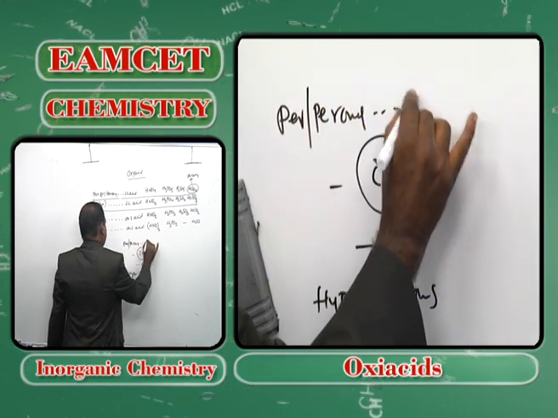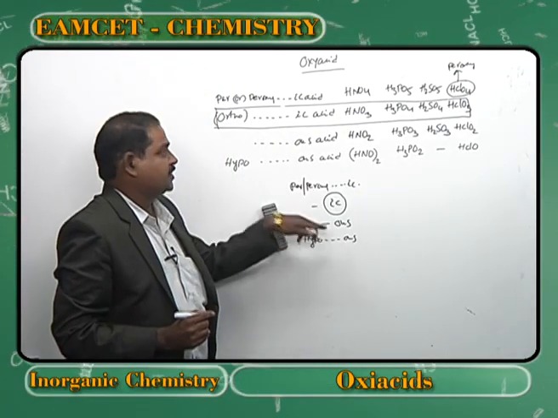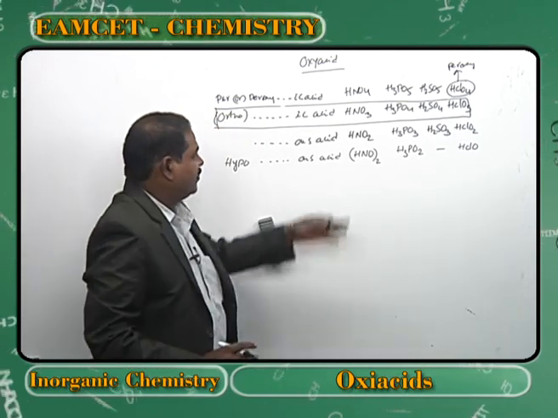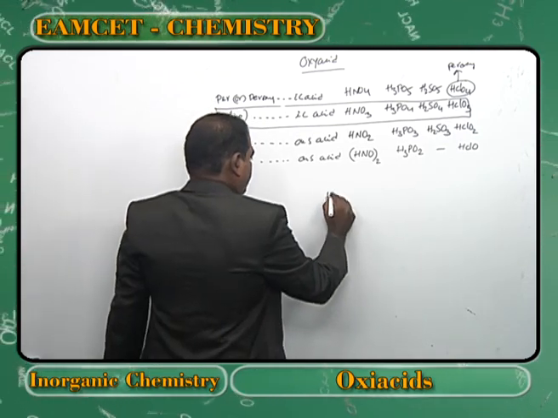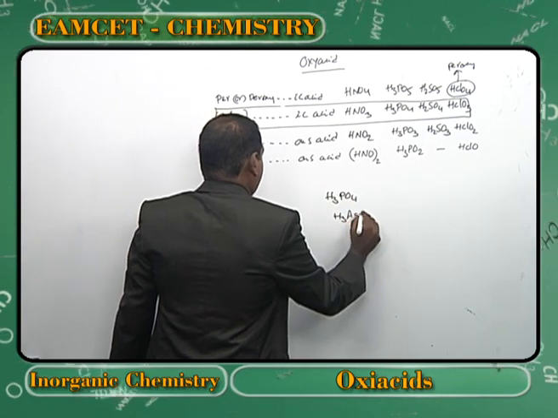Per or peroxy -- ic acid. I hope you got my point. So with prefixes and suffixes, I can easily tell you the same will be the formula for phosphoric acid, H3PO4, and arsenic acid will be H3AsO4.